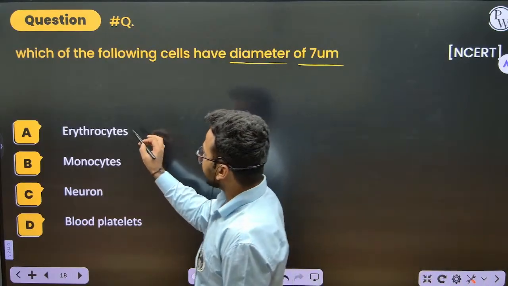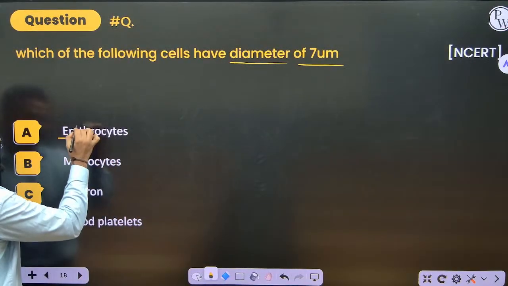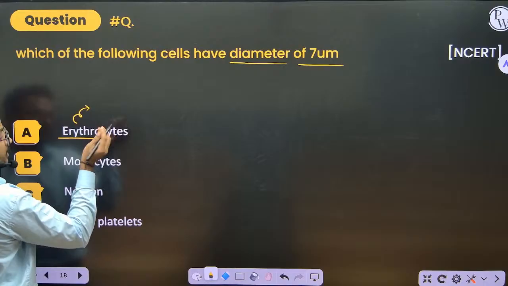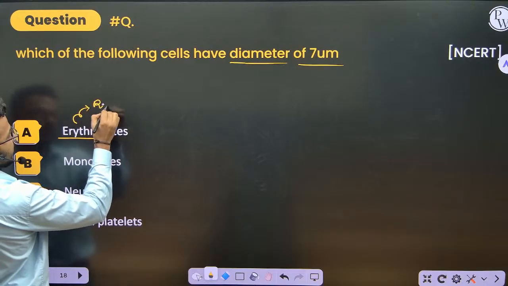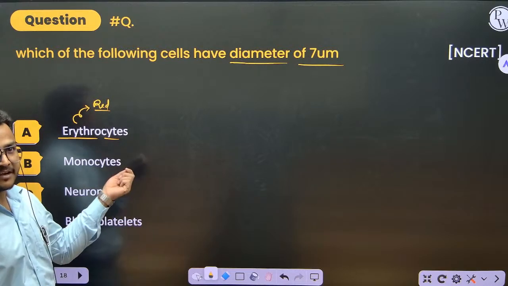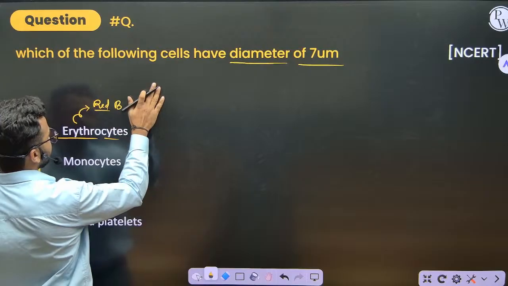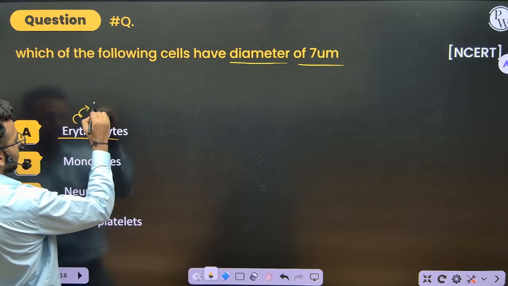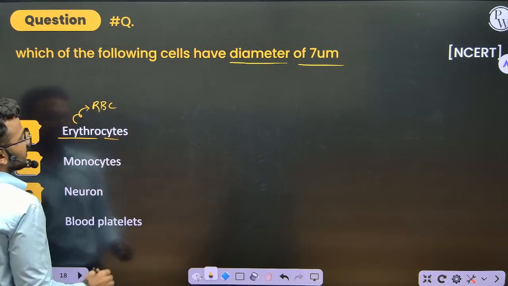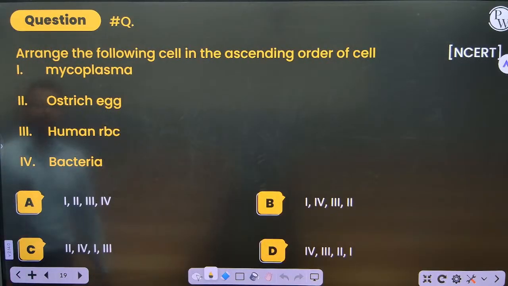So here erythrocytes is given. Erythro refers to red, and cyte means cells. So it is red blood cells, RBCs. RBC has a diameter of 7 micrometer, so the correct answer is this one.